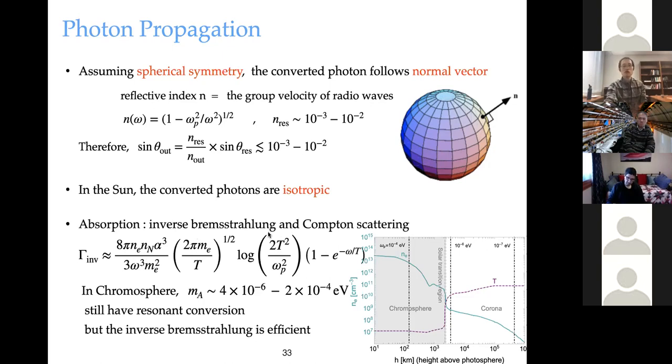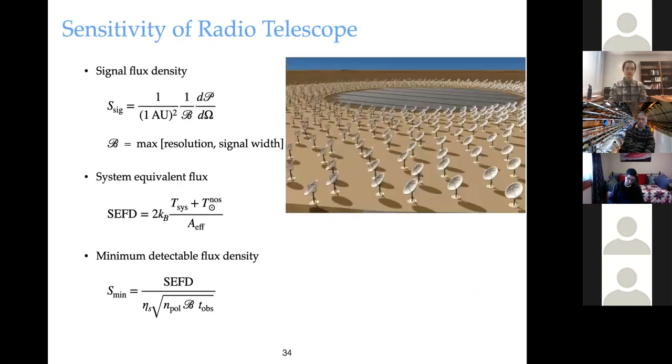So what's the effect? Its effect is boiled down to this plot you already see. In the chromosphere, in terms of the mass, if the A prime mass is in this range, you can have a resonant conversion, but the inverse Bremsstrahlung is pretty efficient. They can just block the region. But in the coronal region, your photon is produced and they can just move outside.